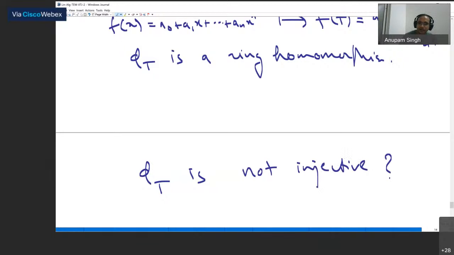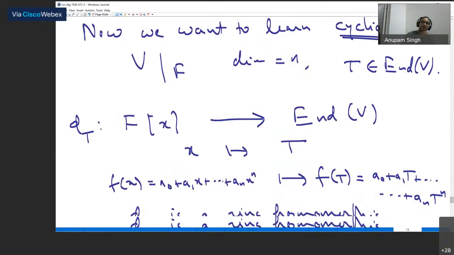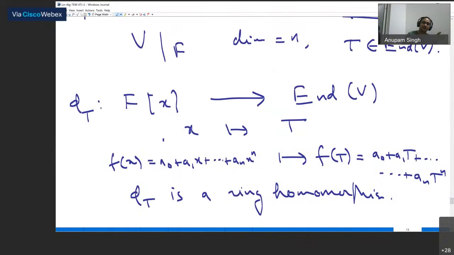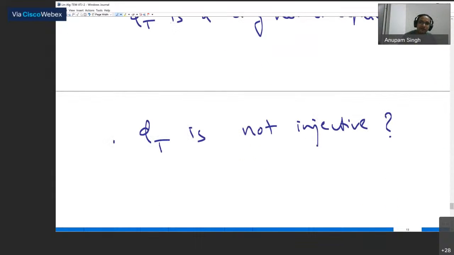And why? The easy answer is this: if it is injective, then on the left hand side F[x] is infinite dimensional over F, whereas End(V), which are n by n matrices over F, is only finite dimensional, of dimension n squared. So that's a very easy way of saying that it cannot be injective. Since it is not injective, it must have a non-trivial kernel. So we have the kernel of phi_T.